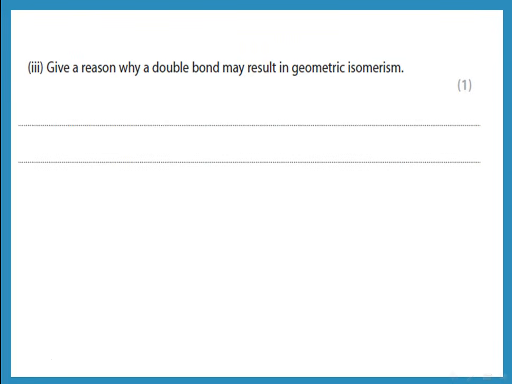Give a reason why double bond may result in geometric isomerism. Remember that if I have a carbon-carbon double bond, there is restricted rotation around the double bond, and that is why if each of these carbons is attached to two different groups, then they can be either a cis or a trans.